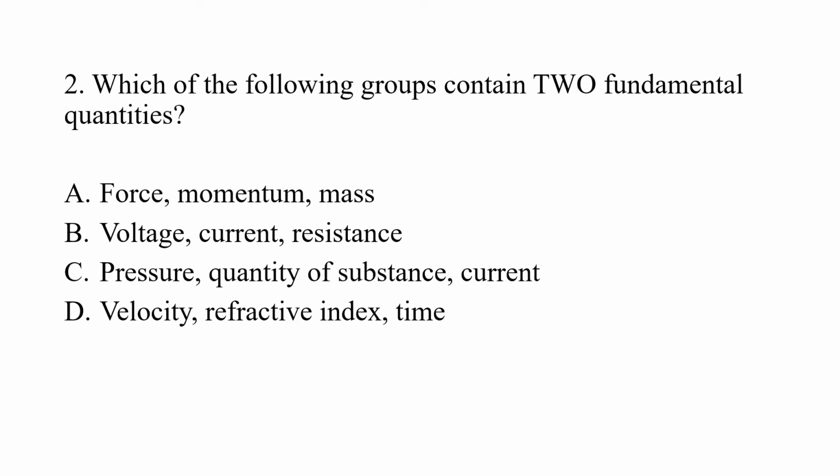Question 2. Which of the following groups contain two fundamental quantities? Okay. So first we need to identify what fundamental quantities are. Fundamental quantities are also called base quantities. There are 7 base quantities, and these are mass, length, time, current, temperature, amount of substance, and luminous intensity. Therefore, our answer is C, as it has both amount of substance and current in the answer.